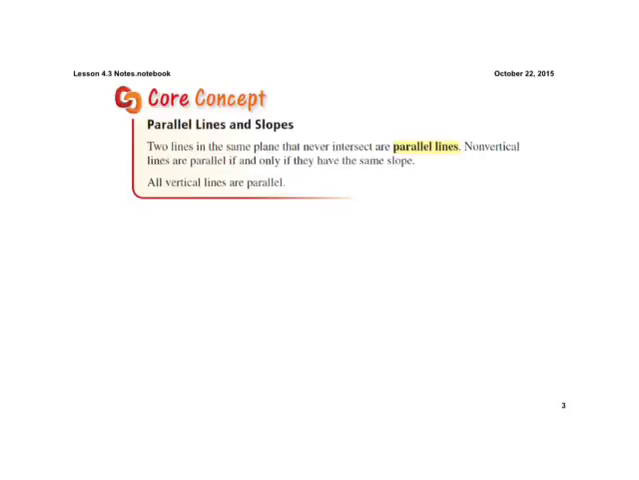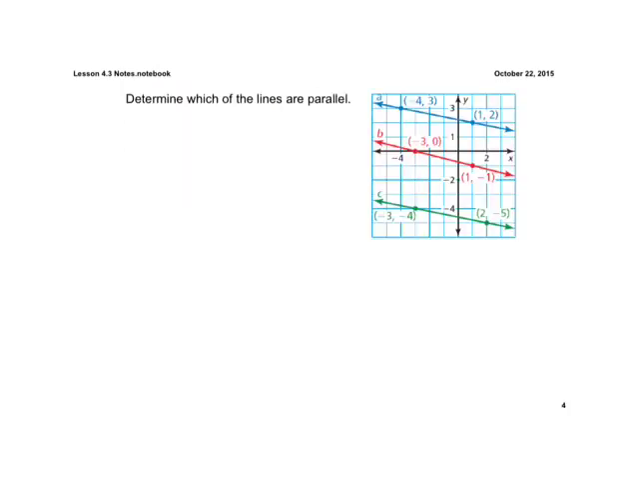Okay, our core concept, parallel lines, this is the definition we just talked about. They have to have the same slope. Also, all vertical lines are parallel. Up and down vertical lines, they're all parallel. So if we're looking at these three lines, it says determine which of these lines are parallel. They all look parallel. But what we need to do is find the slope of each line to figure out which ones are parallel.